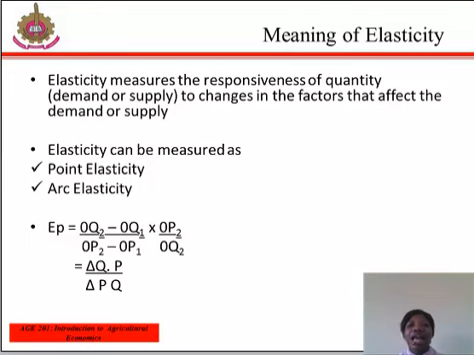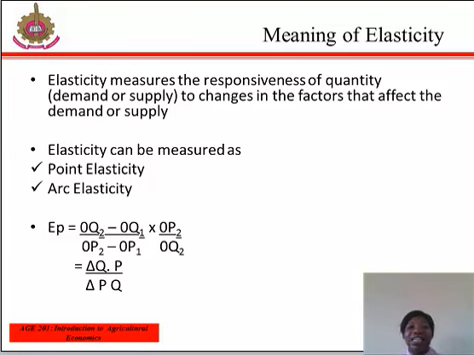Point elasticity is the measurement if the changes in the variables of interest are very small, that is, at a point in both quantity and factors of interest. It is the first derivative of the demand or supply function.